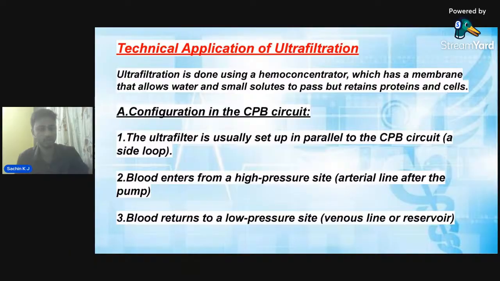Technical applications, how we are using ultrafiltration during CPB, I will explain here. Ultrafiltration is done using a hemoconcentrator, which has a membrane that allows water and small solutes to pass but retains proteins and cells. So configuration in the CPB circuit, how we will adjust this one. Ultrafiltration is usually set up in parallel to the CPB circuit, as a side loop. Blood enters from a high pressure site, arterial, after the pump, and returns to a low pressure site, the venous line or reservoir. Next one, sir.